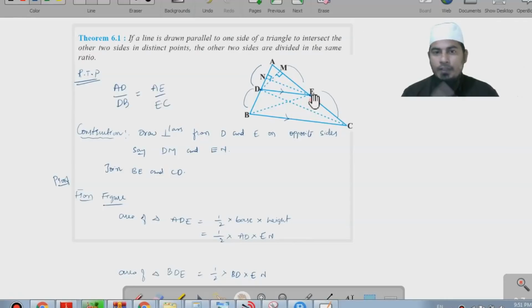In order to do that, we need to analyze first. First of all, how can I get the ratio AD by DB and AE by EC? AD by DB is the ratio. If we find the area of triangle ADE and area of triangle BDE, then cancelling the equal terms, what will be left out? AD by DB. Similarly, we can do on the right side also, AE by EC. Whether we are able to prove that AD by DB is equal to AE by EC analytically, let us see.